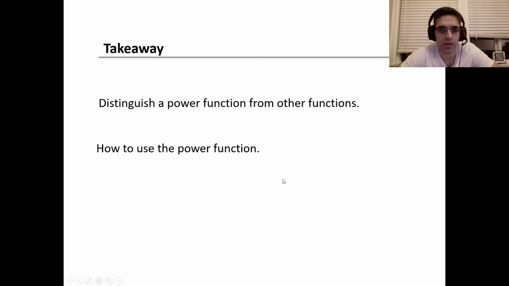All right, takeaways. We can now distinguish power functions, and when we see those power functions, we can use the power rule to derive them.